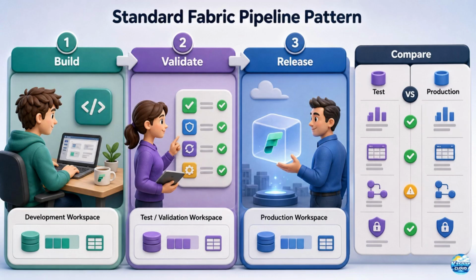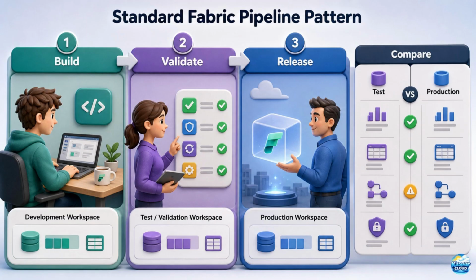The standard Fabric release pattern starts with a development workspace assigned to the development stage. The team builds or updates content there, usually with Git integration enabled for source control and collaboration. When the content is ready, it is deployed to the test stage, where reviewers validate functionality, refresh behavior, security settings, dependencies, and environment-specific configurations. After testing is complete and approvals are completed, the content is promoted to production for business consumption.